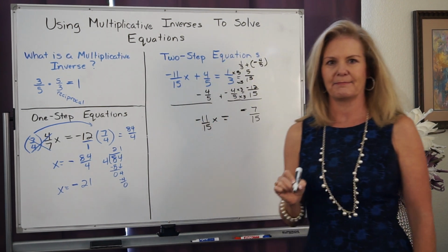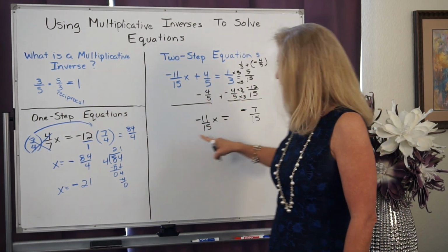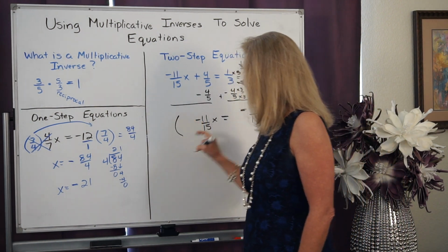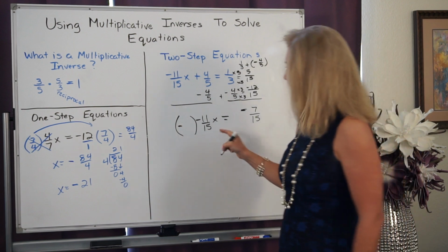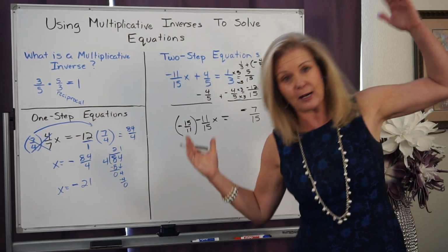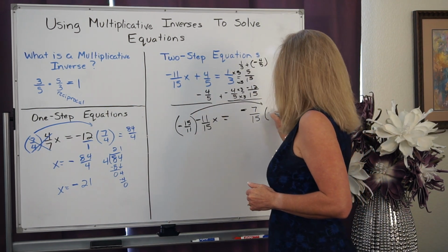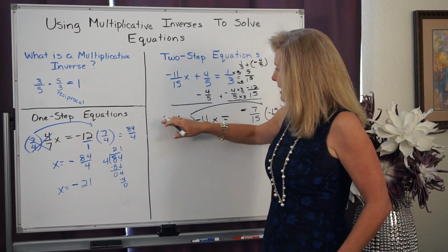-11/15x on this side. Well, now I'm going to go back to that multiplicative inverse, and I'm going to multiply this side by the multiplicative inverse. Now this was negative, so I've got to keep it negative. And I'm going to reverse the position of that denominator and numerator. But I just went out of balance, so whatever I do on one side, I have to do on the other side.